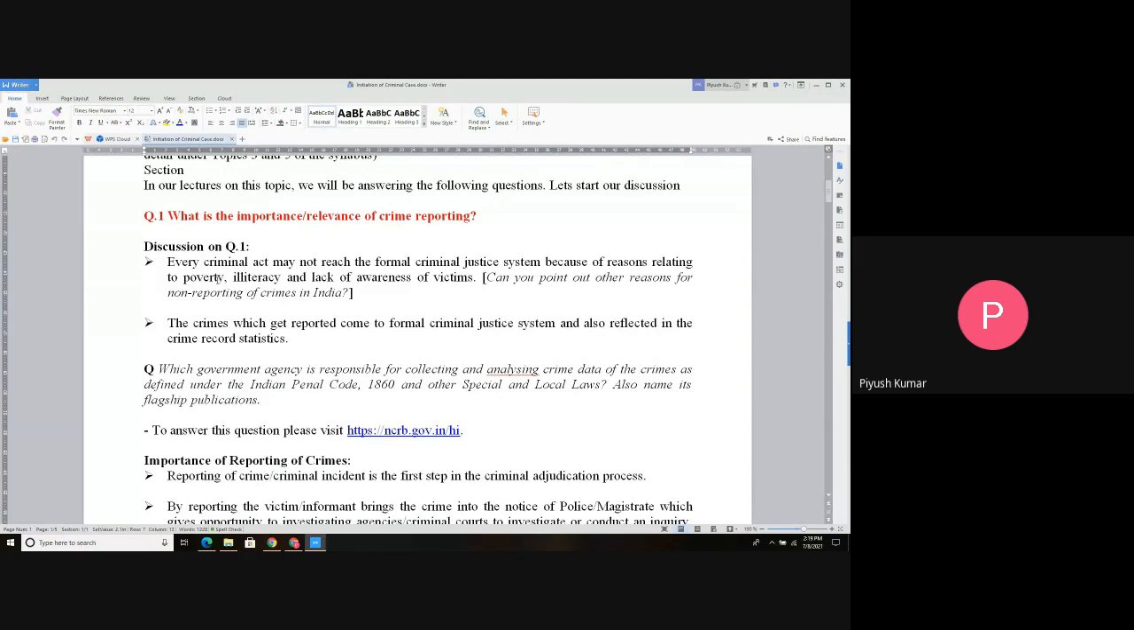That is, what is the relevance of crime reporting? Why is it important to report crime? Anyone? Why is it important to report crime?